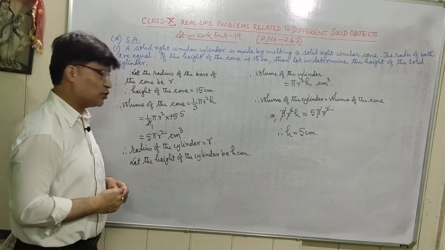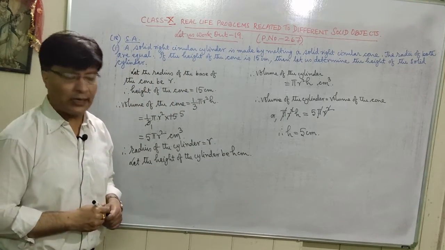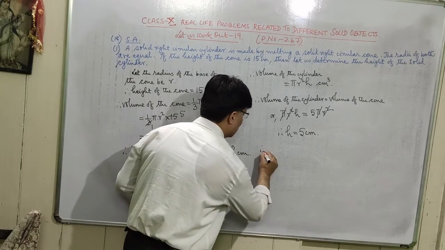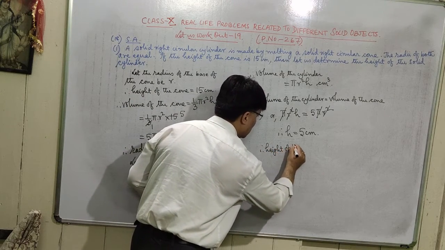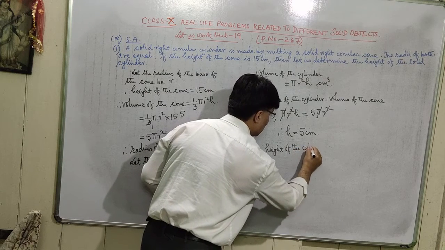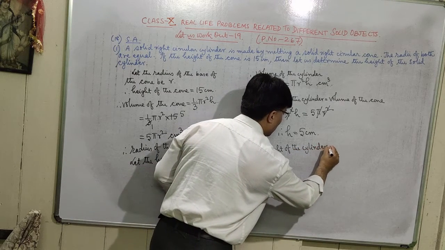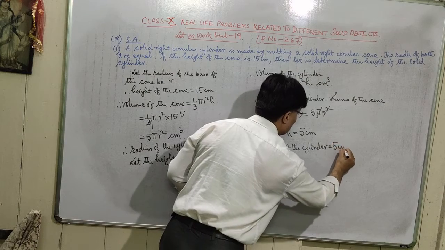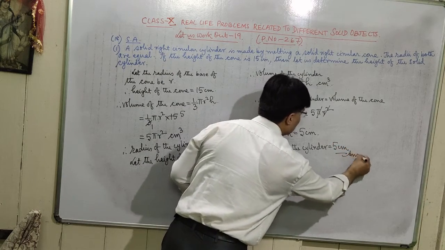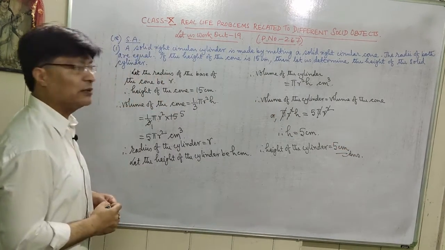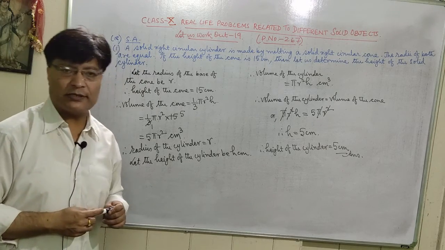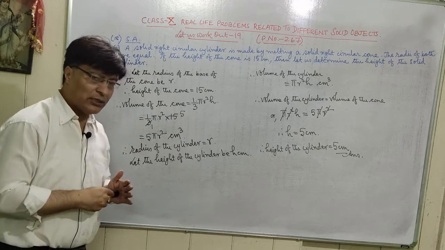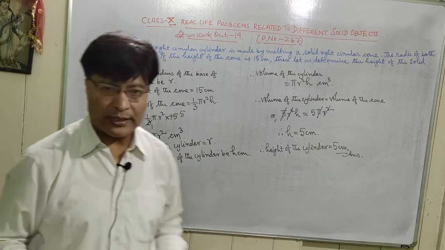So actually what was h? H is the height of the cylinder. Therefore height of the cylinder is equal to, what is the answer? It is 5 centimeter. So this is the answer. That is, what is the height of the cylinder? It is 5 centimeter. So I think you have understood it. So you can copy it. Now we'll do the next question.